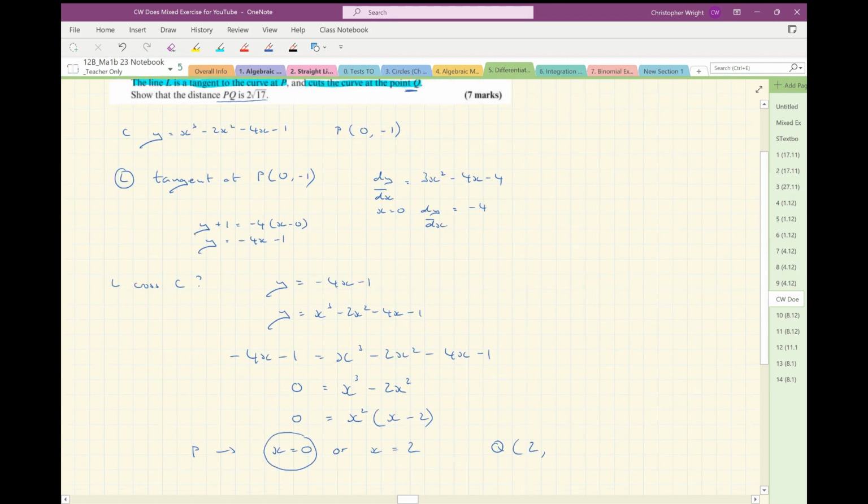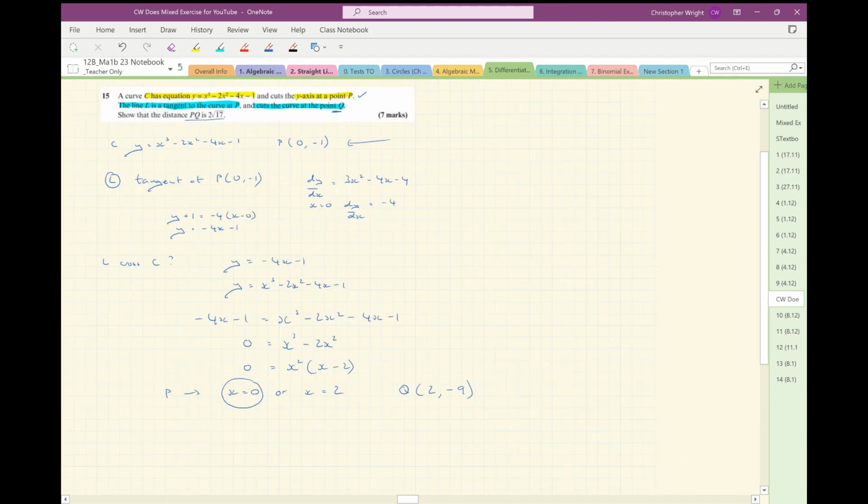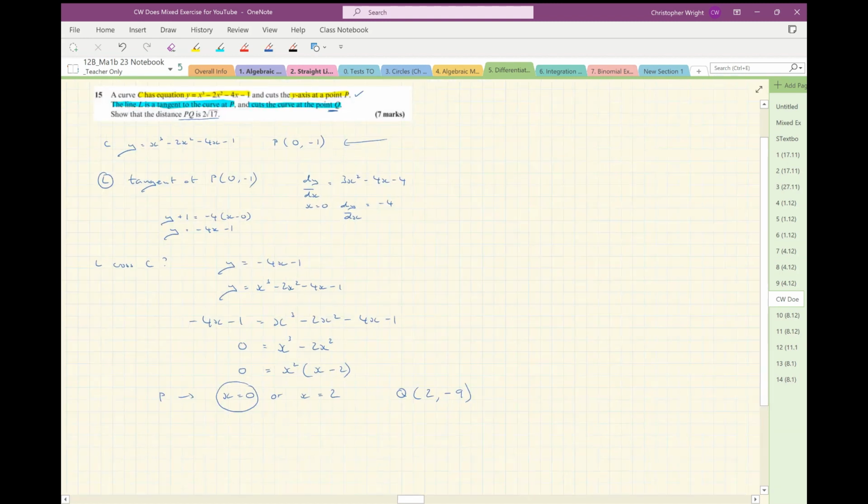So the point Q must be the point 2, comma what? Well, I'm substituting 2 into here now. So that's going to be 8 minus 8 minus 4 twos minus 1, which is going to be minus 9. So my point Q is the point (2, -9). Right, now I'm on the last bit of the question.